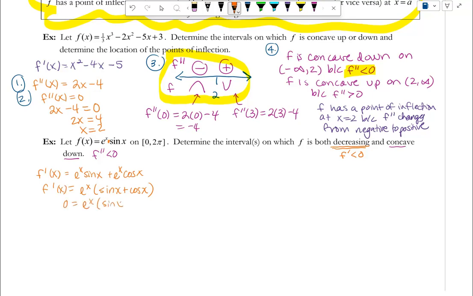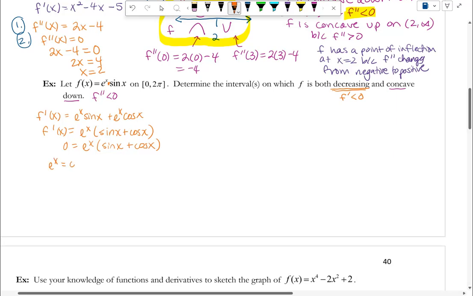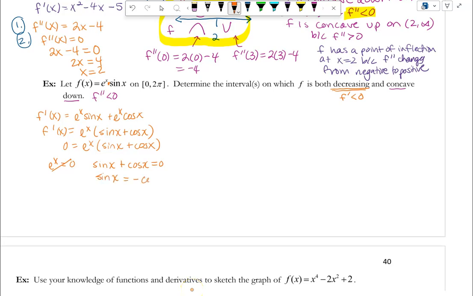again, in factored form, I can use the zero product property. So I need to look for any values of x that would make e to the power of x equal to 0, or would make our other factor, sine of x plus cosine of x, equal to 0. Now, e to the power of x can never be 0. We know that we have an asymptote there. We're not going to reach 0. So I really just need to solve this equation, sine of x plus cosine of x equals 0. And that is going to be where the sine of x is equal to the negative cosine of x, or vice versa, the cosine of x is equal to the negative sine of x.